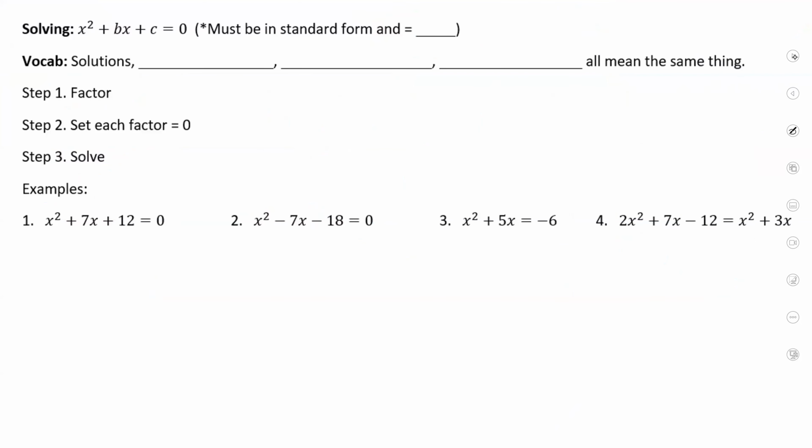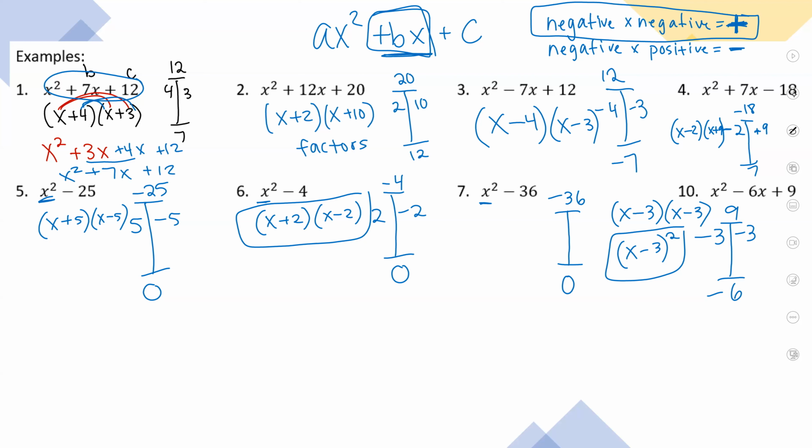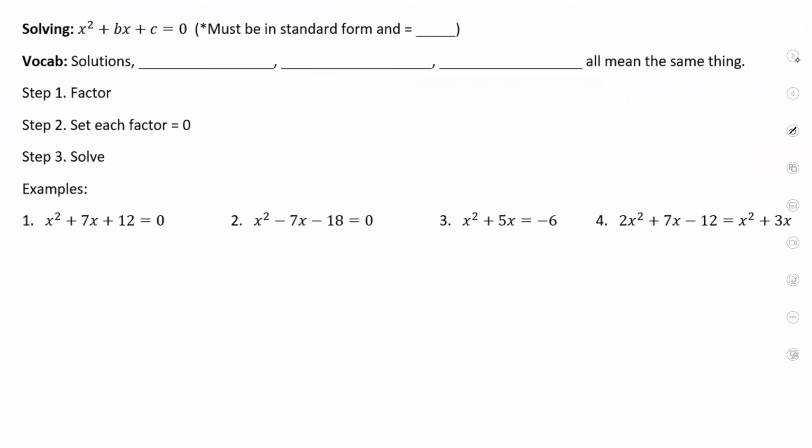Now, let's move on to solving. What we did here is called factoring. These are all factors. Now we're going to be solving. Okay, so first we need to make sure that it's in standard form and that it's equal to 0. And some vocabulary that we need to know is solutions can also be called x-intercepts, zeros, and roots. All of these mean the same thing. So when I ask you, what is the solution? I'm asking you, what are the x-intercepts? Where it touches the x-axis. That's what I'm asking you.